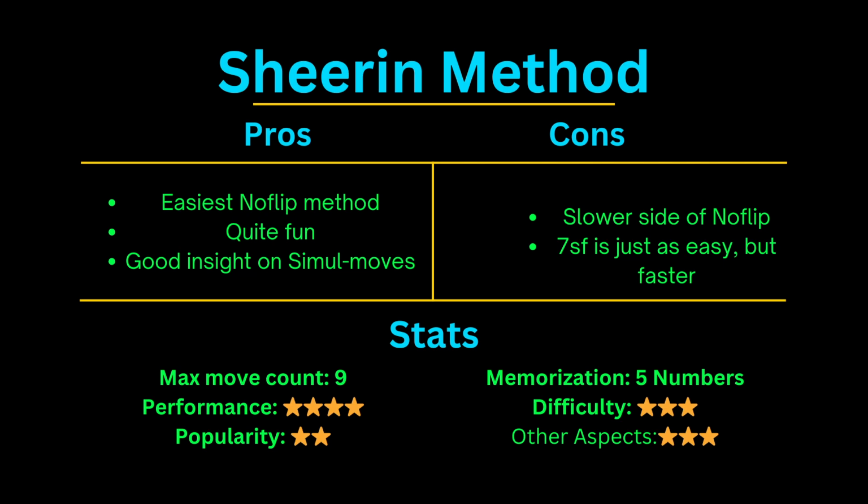The only problem is 7 Simul Flip is very easy too, but it's faster. Sheerin's still a great method to use, it's just a little outdated. But this next method is extremely underrated.